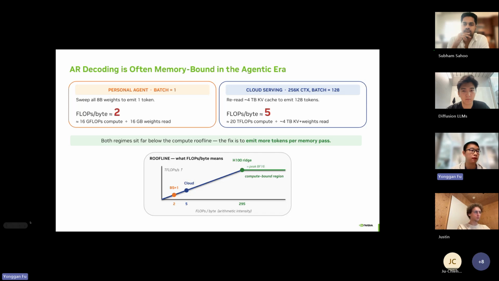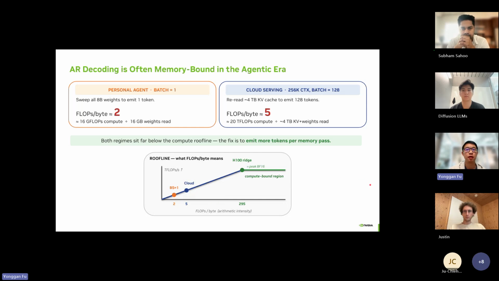For example, you can see this roofline model here. The y-axis is achievable computation, and the x-axis is FLOPs per byte, meaning the amount of computation you can perform per memory load. In this region it's compute bound, meaning your achievable computation is already saturated. But the personal agent scenario and cloud serving with long context all fall into this memory-bound region. You can see there's still a far gap to mitigate.